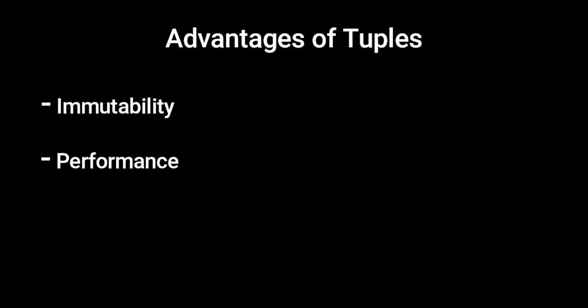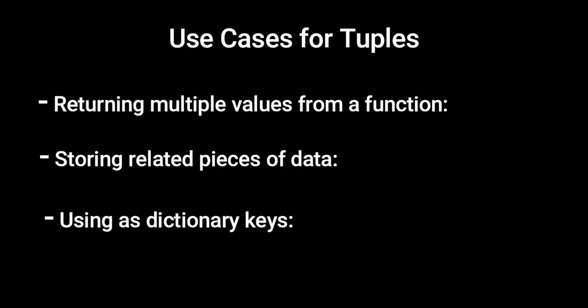Now let's talk about the advantages of tuples. Tuples are immutable, which makes them a good choice for storing read-only data. Tuples are generally faster than lists because of their immutability. Tuples can be used as keys in dictionaries if they contain only hashable elements, while lists cannot. Tuples can be used to return multiple values from a function. They are useful when you have a collection of data that logically belongs together and should not be modified. Tuples can be used as keys in dictionaries, which require immutable types.